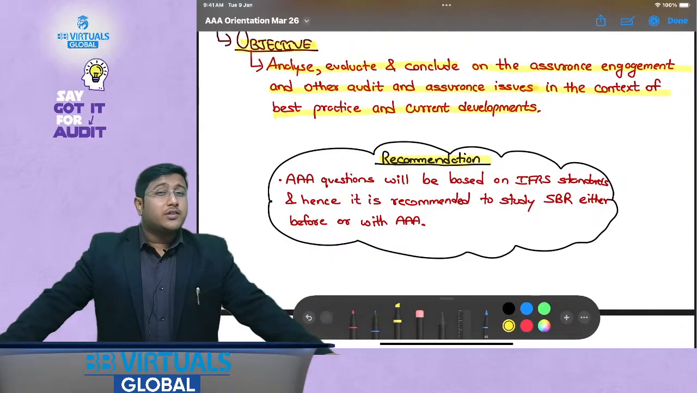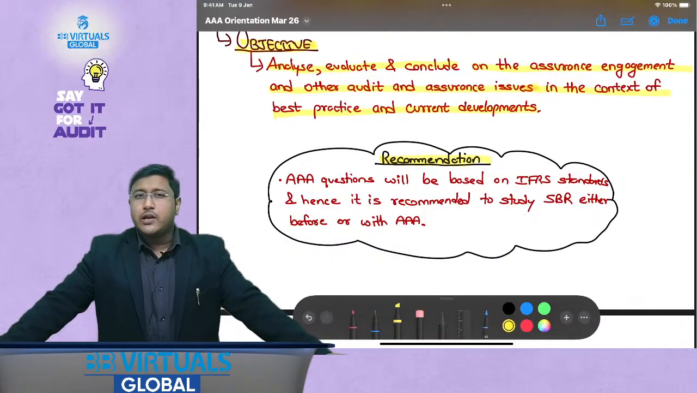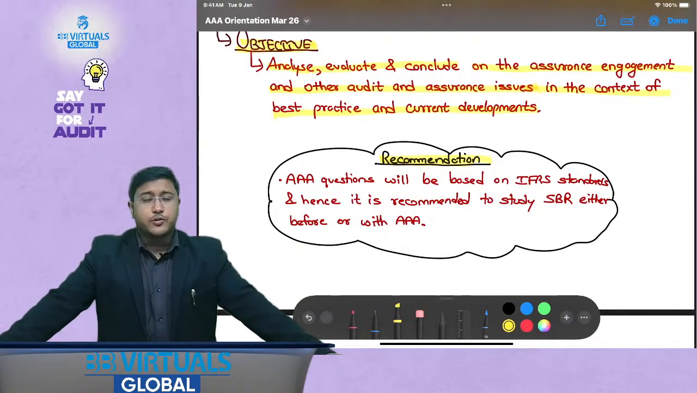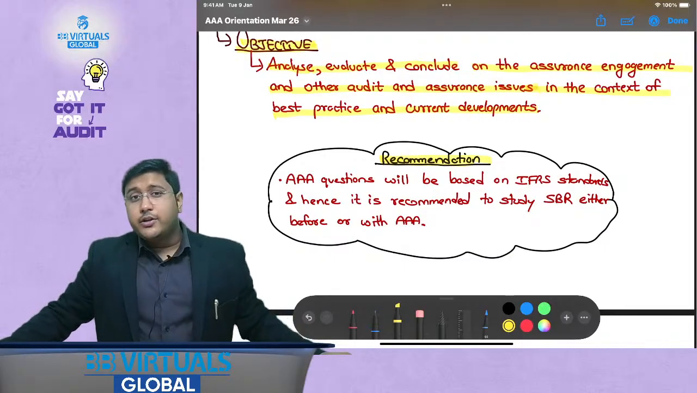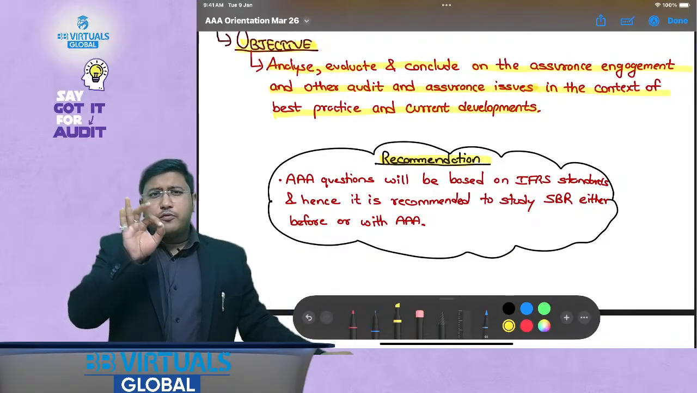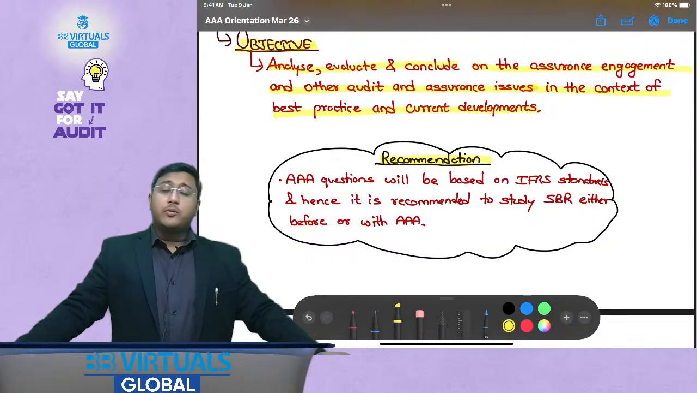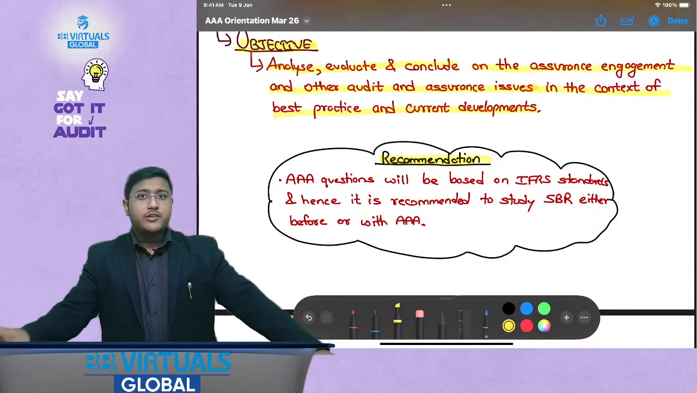So whenever you answer AAA questions, you might require some reference from your SBR syllabus also, FR syllabus also, and that is why it is recommended that if you prepare for AAA, then you should appear for it either with SBR or immediately after the SBR paper. Okay, now my friends, a similar recommendation goes for the AA subject also.